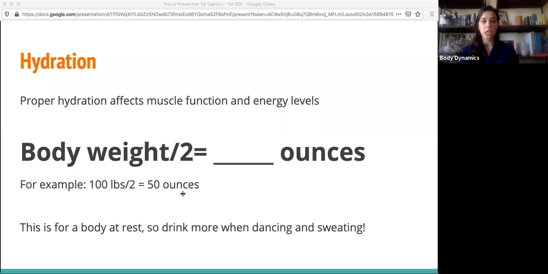When you're well hydrated, it helps with things like muscle cramping. It can help flush out any extra muscle byproducts that build up and lead to soreness. So really important to stay hydrated.